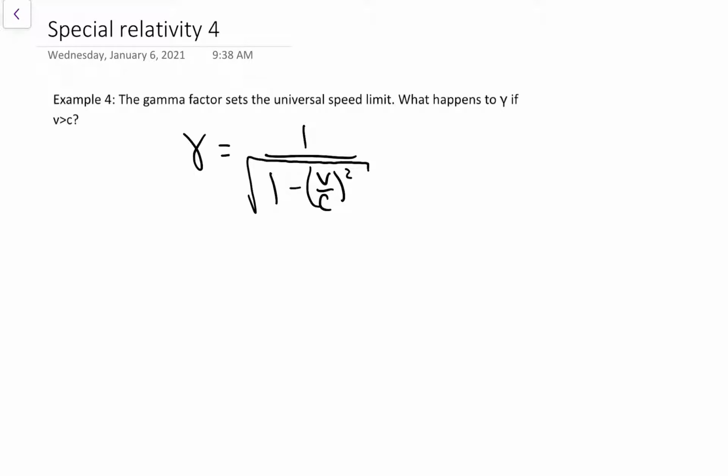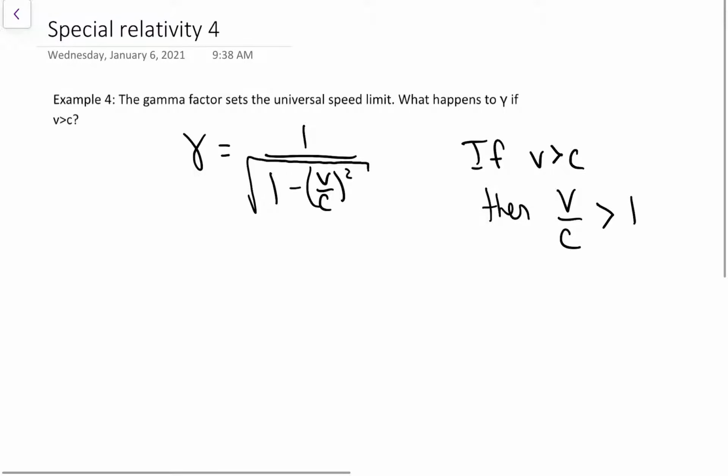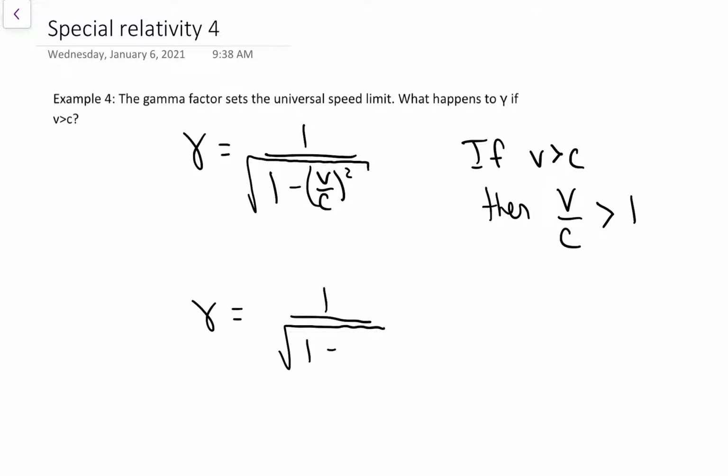What happens if v is bigger than c? If you wanted to, you could make up a number and plug it in and see what happens on your calculator. I'm just going to doodle it out generally. If v were allowed to be greater than c, then in our ratio, v over c, we're going to have a number bigger than c divided by c. That ratio is going to be bigger than 1. When we think about our gamma, we're going to have on the denominator 1 minus something that's bigger than 1.